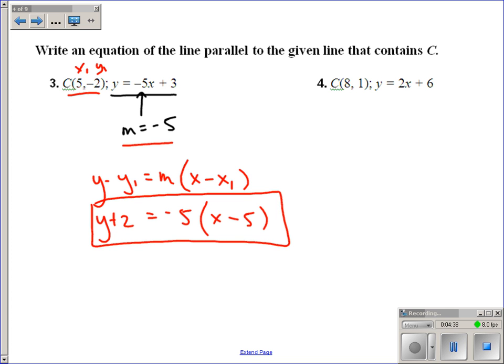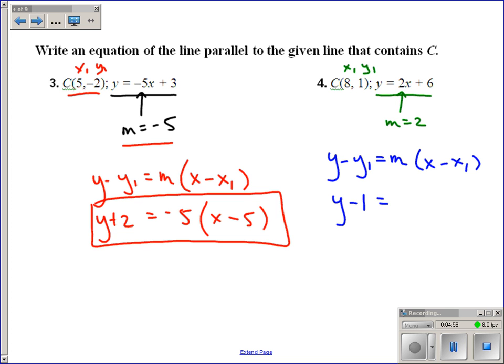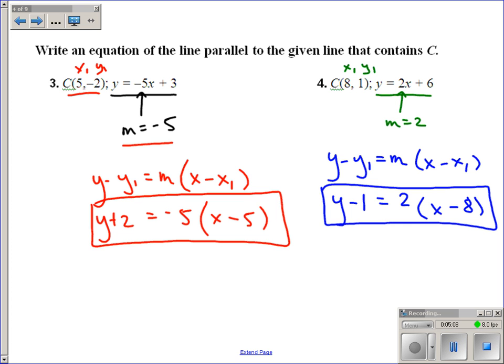Okay, let's do it again. Again, this is the equation of the line. The slope is the number in front of x, so the slope is 2. And this is x1 and y1. The equation of my line is y minus y1 is equal to m times x minus x1. Y1 is the number 1, m is +2, and x minus 8. Just plug things in. And this is the equation of my line in point-slope form.